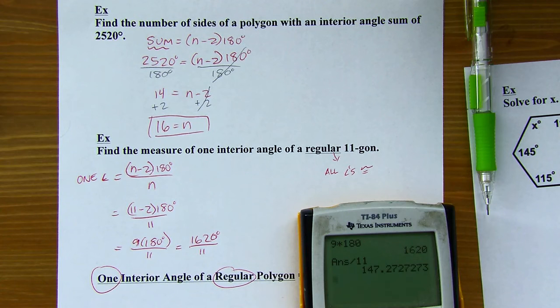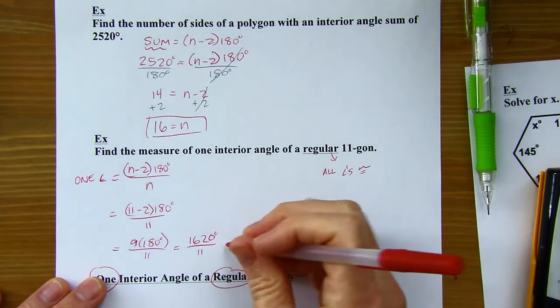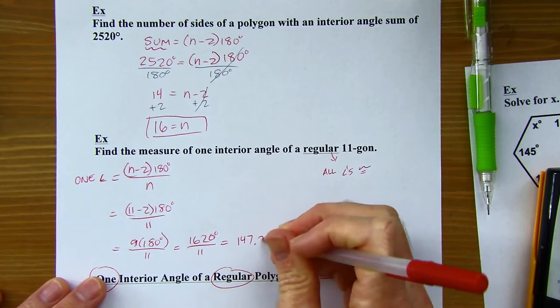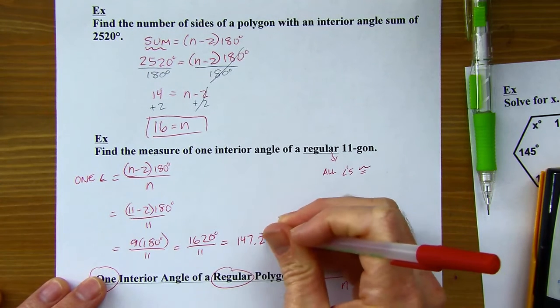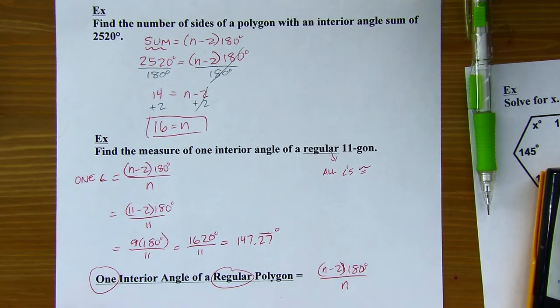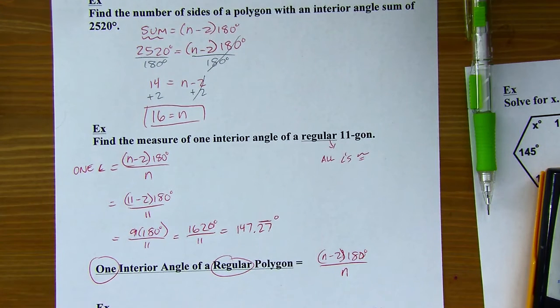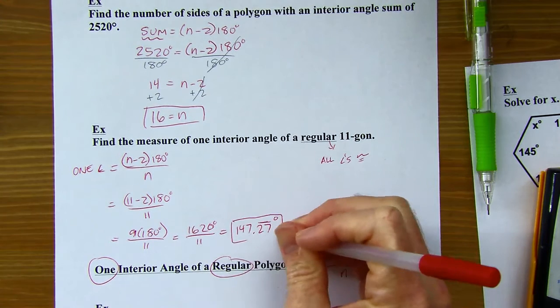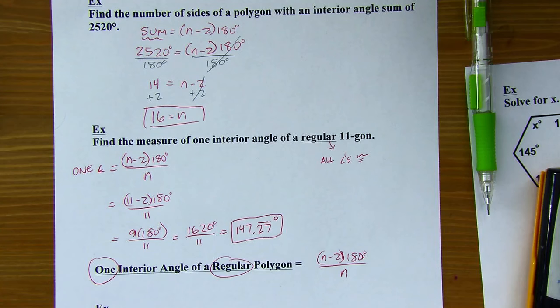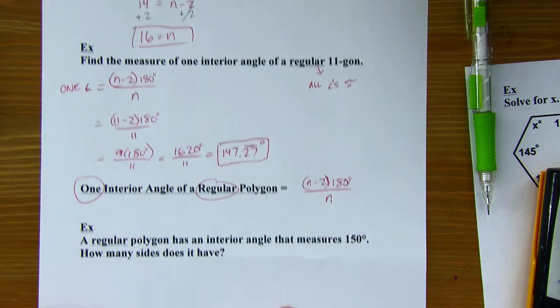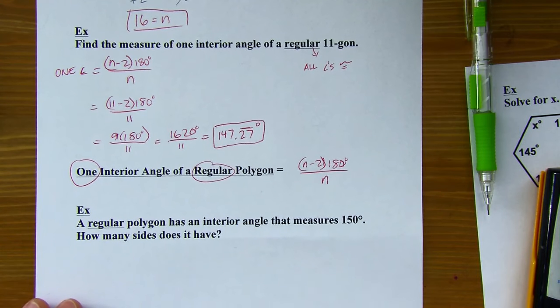And then I've got 147.27 repeating. Okay, so that 27 repeats, so I'm going to go like that. You could also round to the nearest hundredth or tenth, I suppose. But there we go. That's what the measure of one of those angles would be. Okay, and then next up, a regular polygon has an interior angle that measures 150 degrees. How many sides does it have?